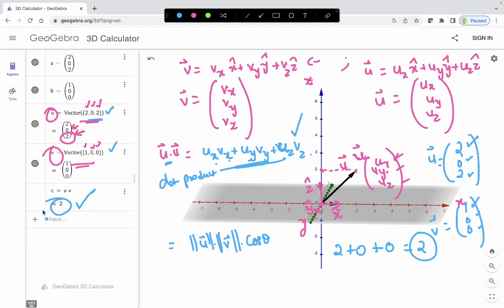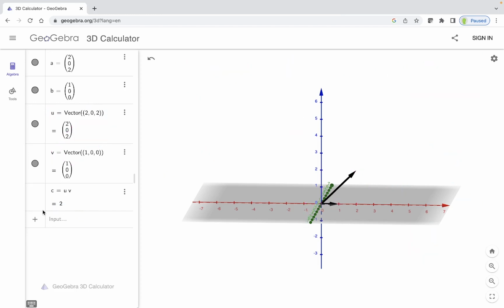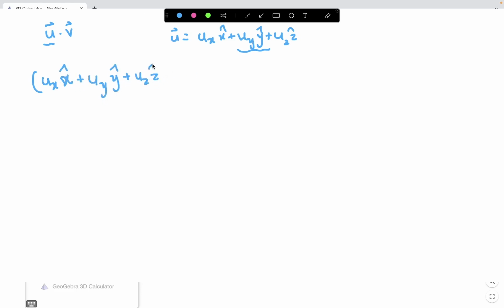Now let's look at how you derive this particular formula for us to have a solid understanding about the dot product of two vectors. So we know that we are looking at finding the dot product of these two vectors. We also have expressed u as ux x hat plus uy y hat plus uz z hat, right? So let's substitute this equation for vector u here, that is ux x hat plus uy y hat plus uz z hat, multiplied by vector v, which can be expressed as vx x hat plus vy y hat plus vz z hat.